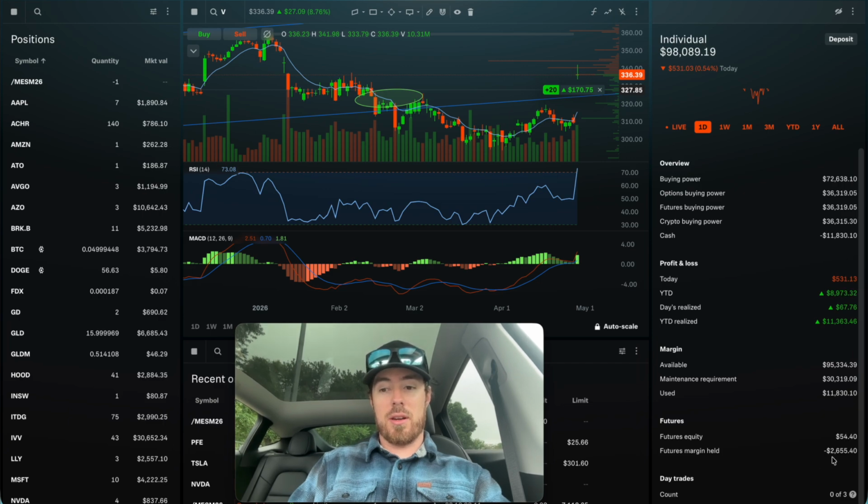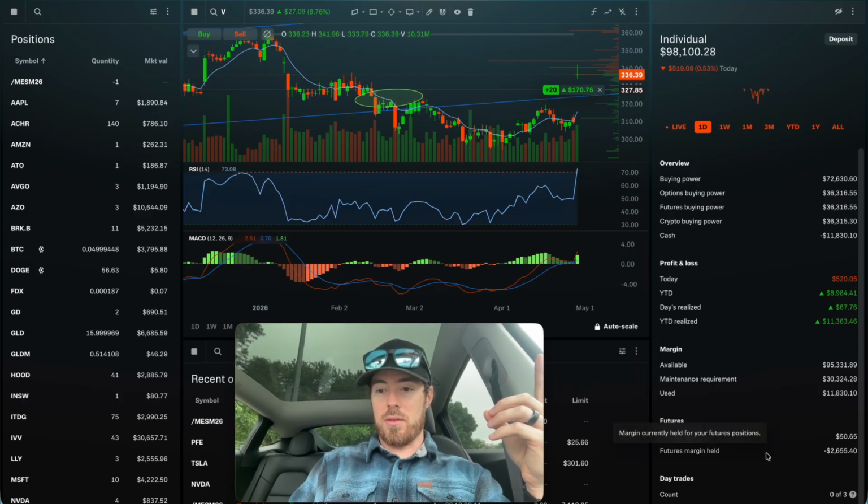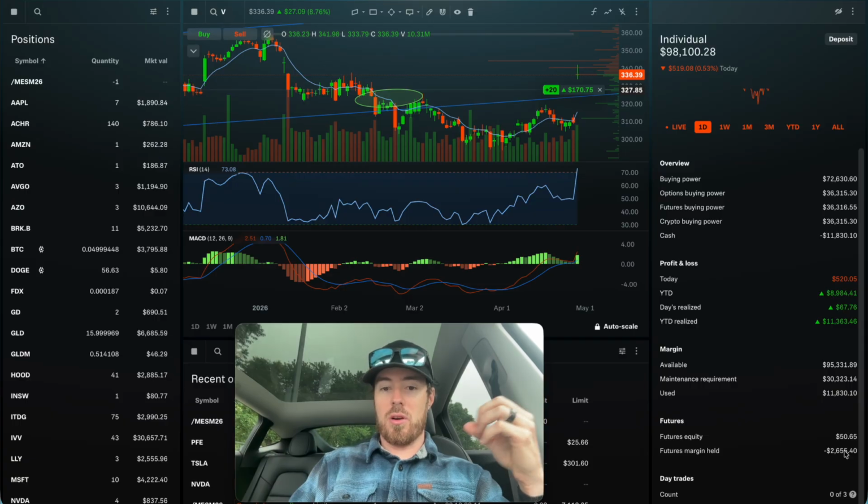A futures micro contract right now is 26.55. So that's why you see this right here. I bought one contract this morning, and I'm down. This is the amount that they're holding out of your margin to buy that contract, and the equity is how much it is up. I'm up $50 right now on it.